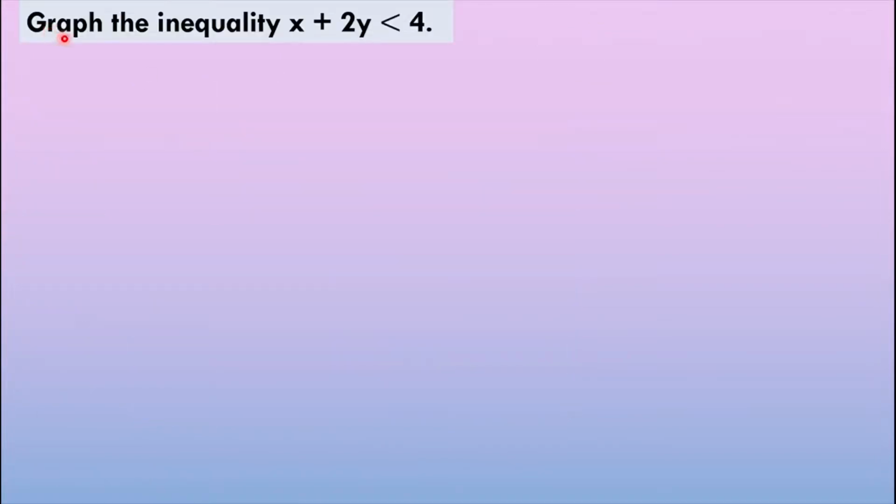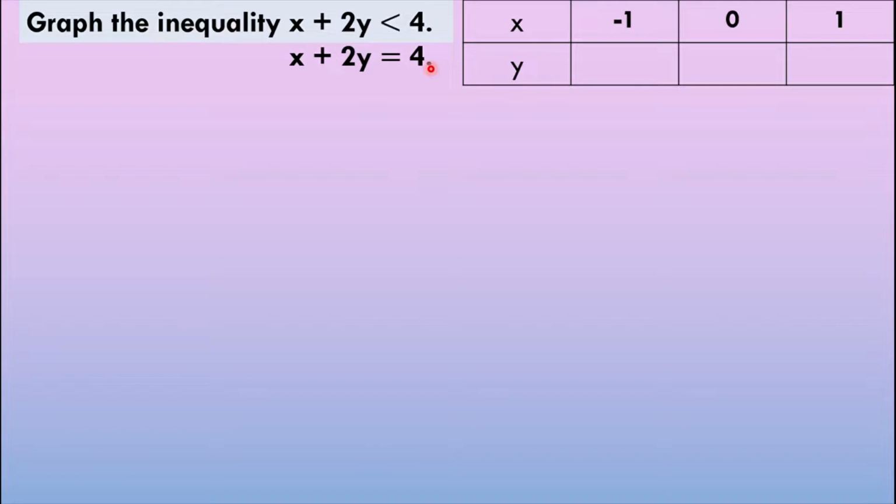Next, graph the inequality x plus 2y is less than 4. Okay, so first change the inequality sign into an equal sign. So we have x plus 2y equals 4. Construct your table of values. X is negative 1, 0, 1. Let us solve for the values of y when x is negative 1. So, substitute negative 1 plus 2y equals 4.